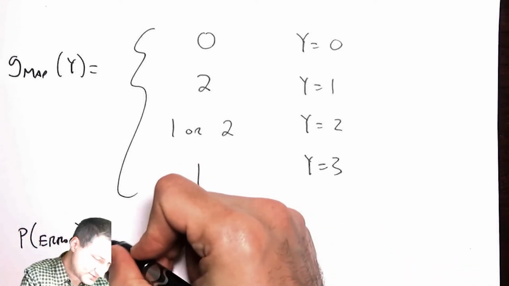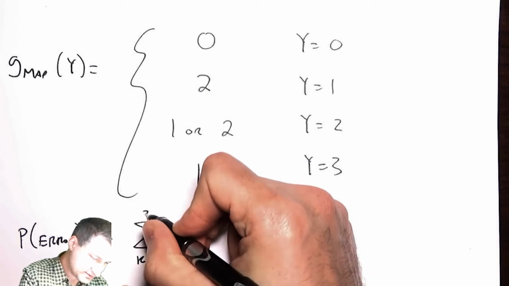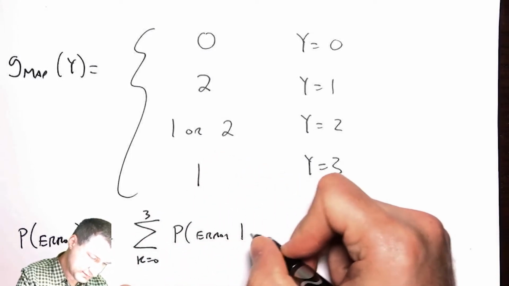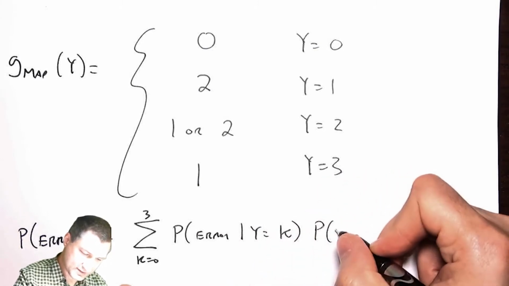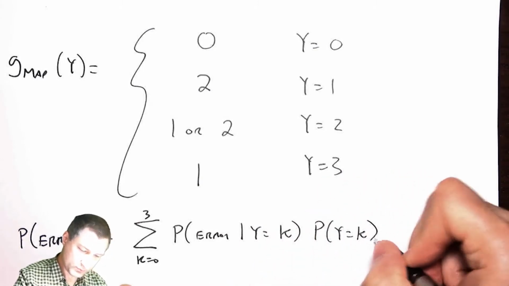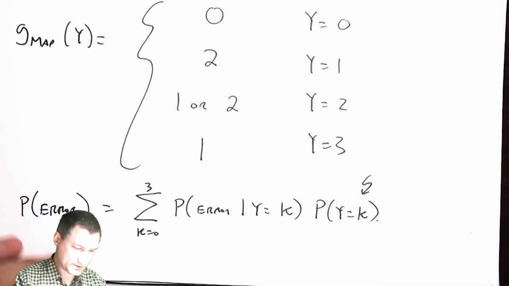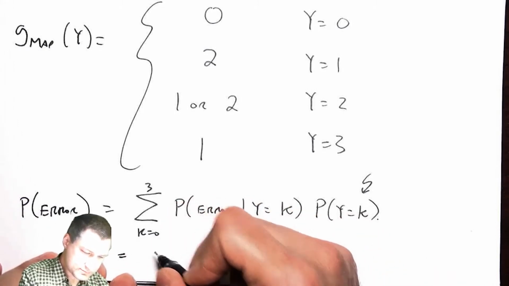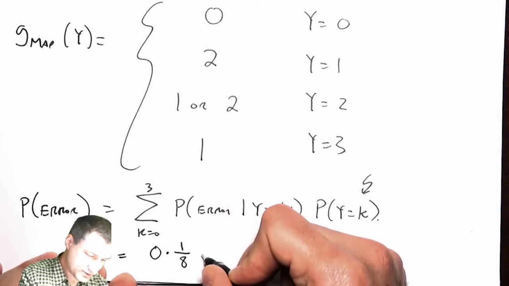So I can compute what that is, and I can use the law of total probability to say it's basically the sum of the probability of error given that y is equal to k times the underlying probability that y is equal to k, which I can get from the marginal that I already know, right? And so in this case, I have 0 probability of error if I'm in the y equals 0 case.